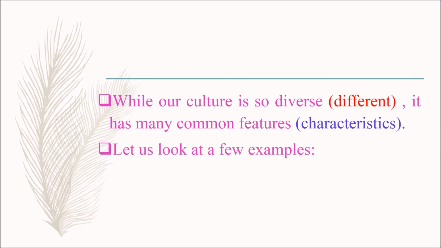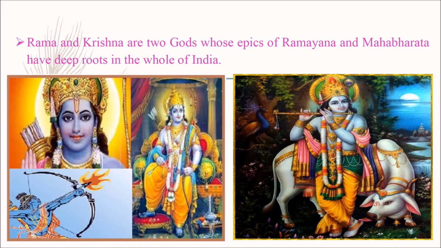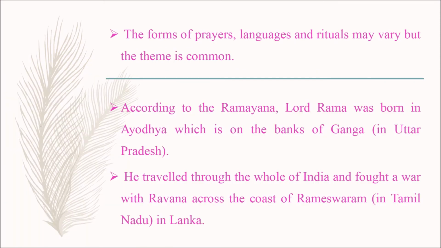While our culture is so diverse, which means different, it has many common features. Here, features means characteristics. Let us look at a few examples. Rama and Krishna are two gods whose epics of Ramayana and Mahabharata have deep roots in the whole of India. Here we can see the pictures of Lord Rama and Lord Krishna. The forms of prayers, languages and rituals may vary, but the theme is common.